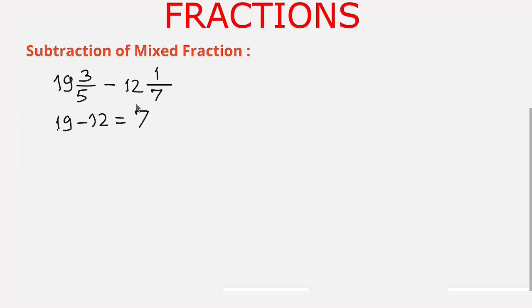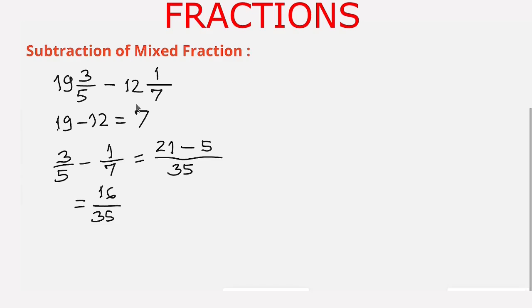The step 2 is we will solve the fractional part. That is 3 upon 5 minus 1 upon 7. And this is equal to the LCM of 5 and 7 is 35. 5 divides 35 for 7 times and 7 times 3 is 21. Minus 7 divides 35 for 5 times and 5 times 1 is 5. And this is equal to 21 minus 5 is 16. So it is 16 upon 35.